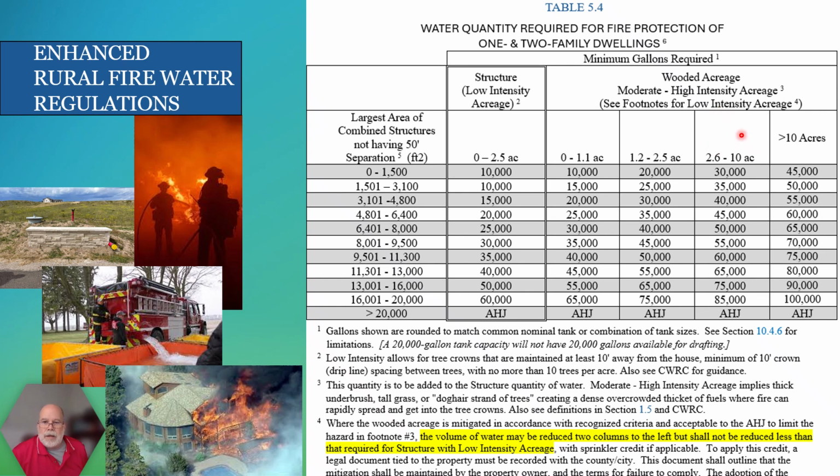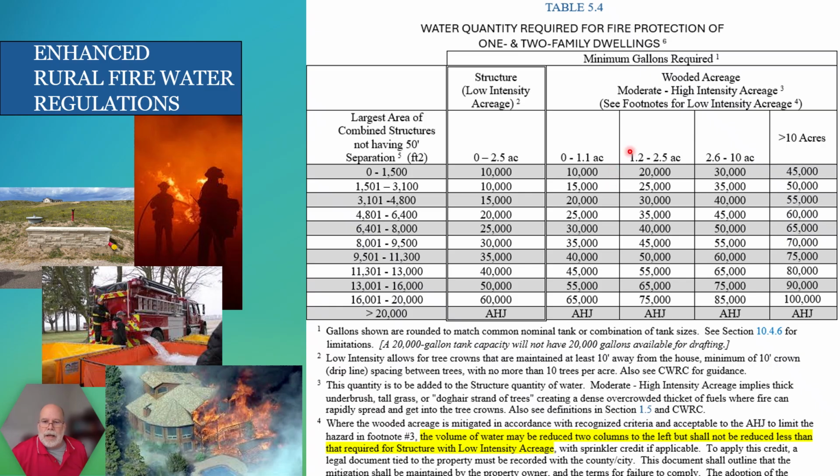So we come over to this table, find the 5-acre section, which is 35,000 gallons. However, because we're going to mitigate and we're going to commit to mitigating it to low intensity, we go 2 columns to the left, which now says even for a 5-acre property that's low intensity with a 3,000 square foot house, we only need 15,000 gallons of water. So a difference here of 20,000 gallons of water, which is basically the size of one cistern, depending on the size of your cistern, difference for doing low hazard mitigation.